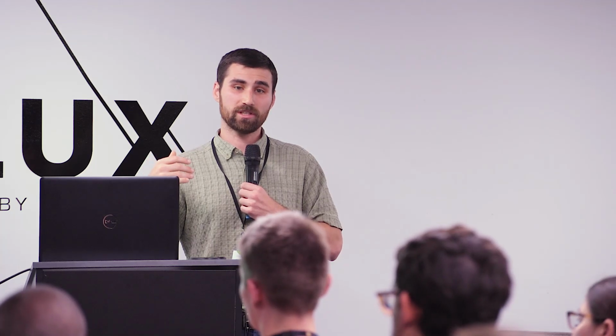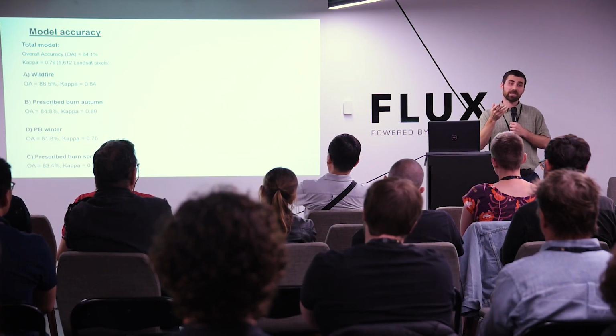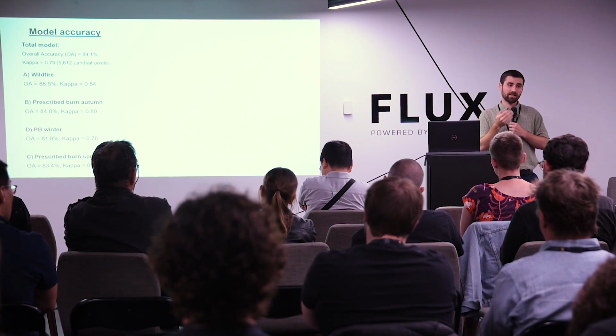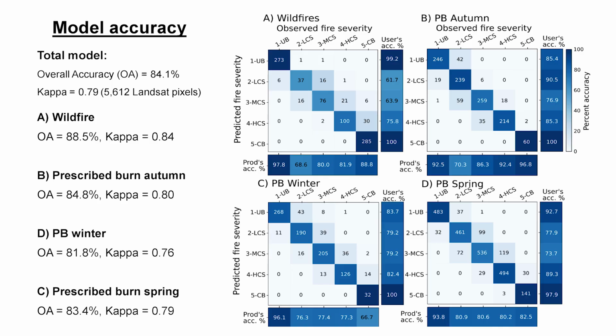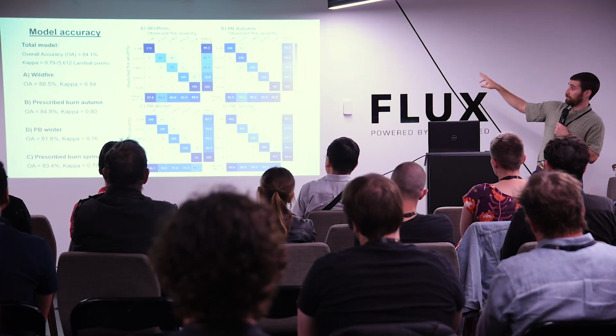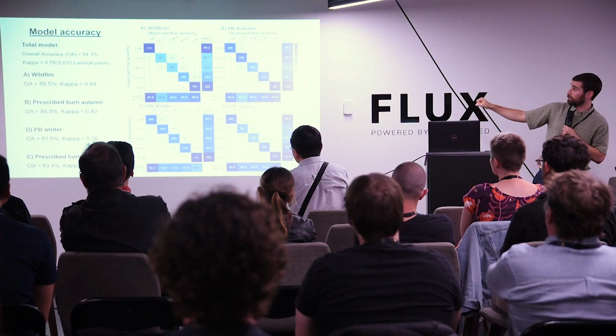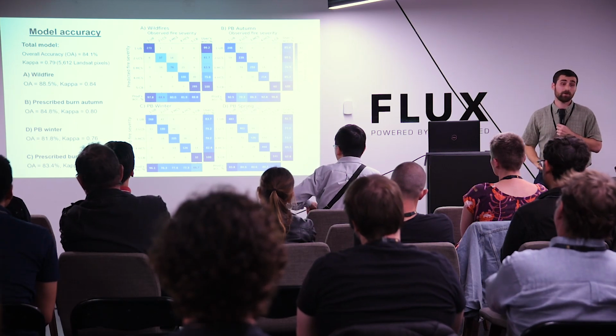very high severity categories. It's really the difficult part is predicting those category 2 and 3, which is burnt understory but unburned canopy. And it's pretty hard to see that sometimes, especially with closed canopy forest. I show these confusion matrices, or error matrices for A, B, C, and D, which show wildfires, prescribed burns in autumn, winter, and spring.